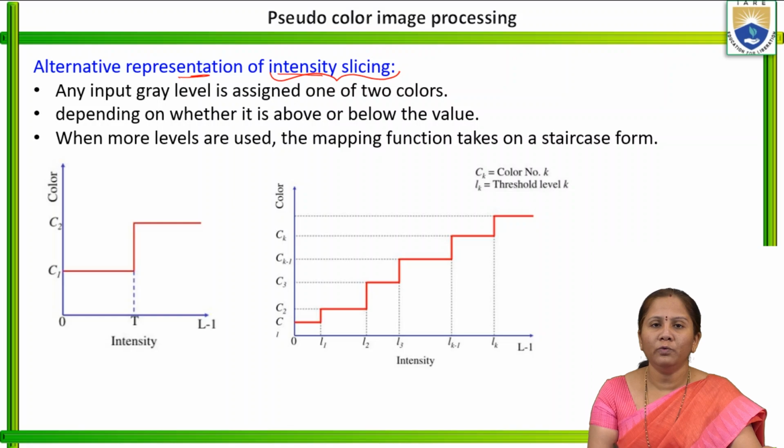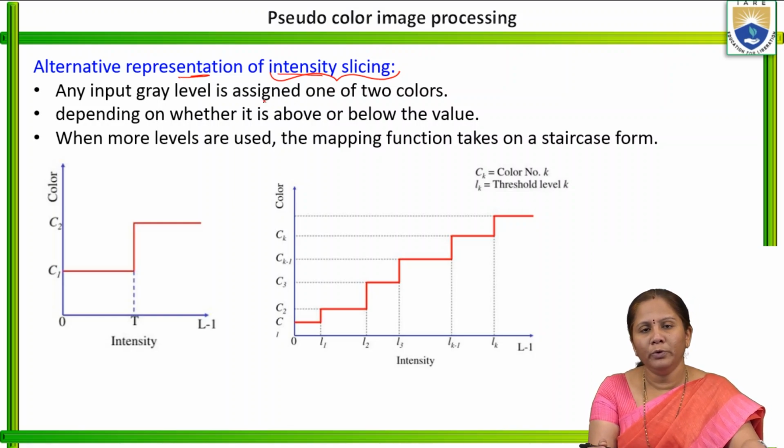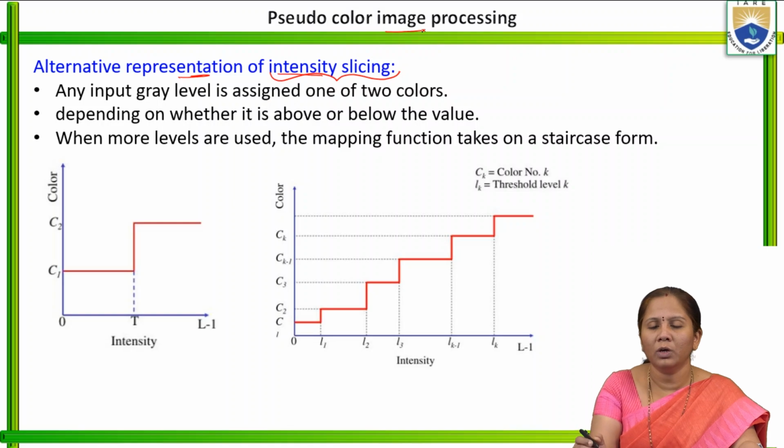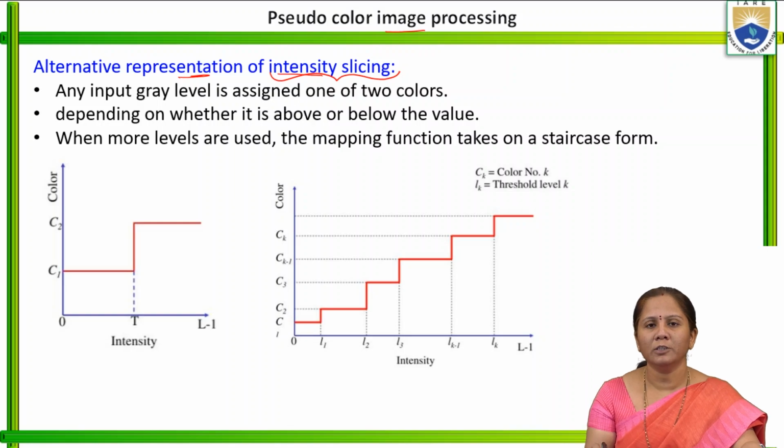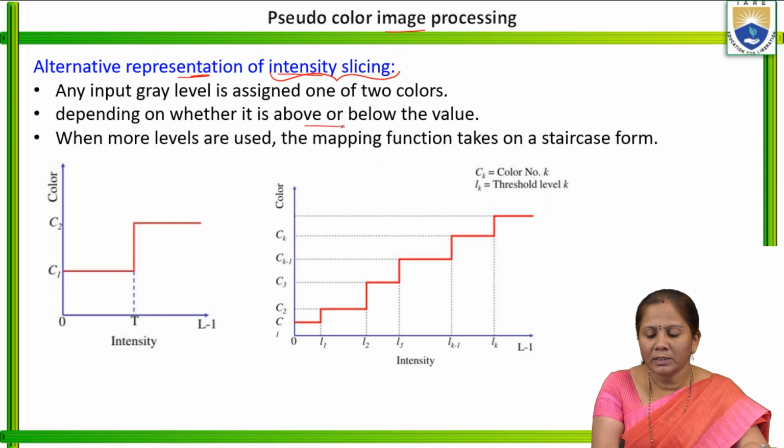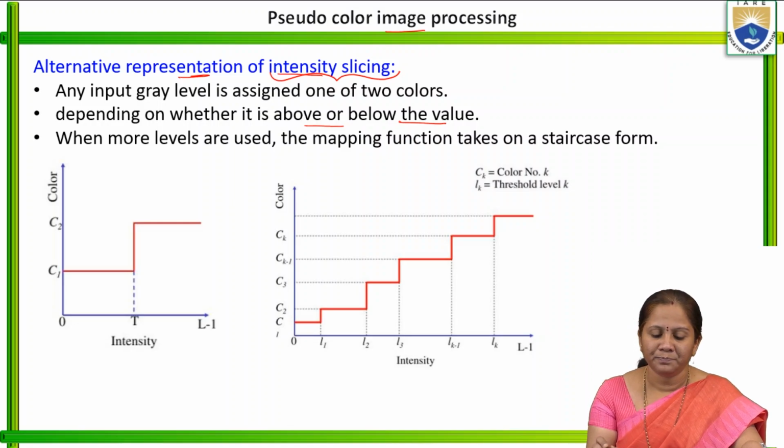So what these two figures say is that the input image we are considering for pseudo color image processing is a gray level image. That means the input image consists of only black and white. For that, false colors will be allotted. So this entire image, which is in terms of black and white, we can represent in terms of 2 colors, 3 colors. We can differentiate the regions clearly by going for many colors. Depending on whether it is above or below the value, the color will be allotted to that particular region.